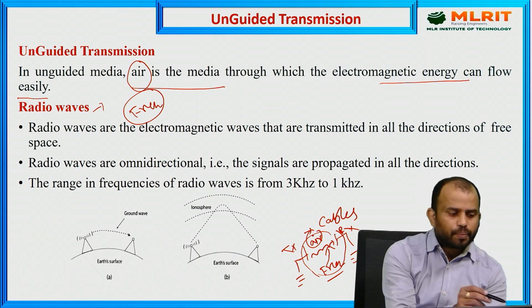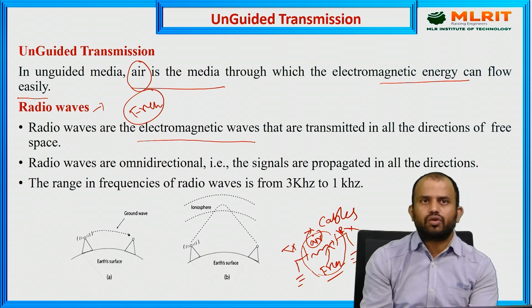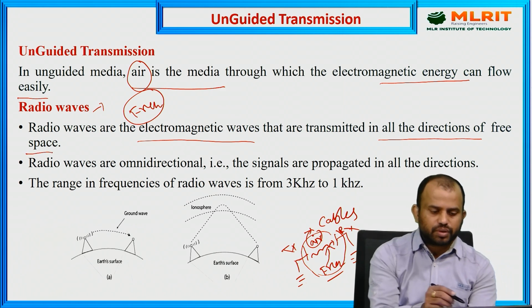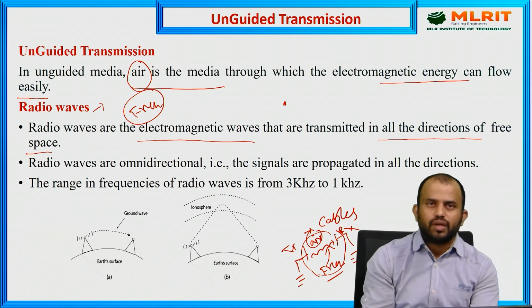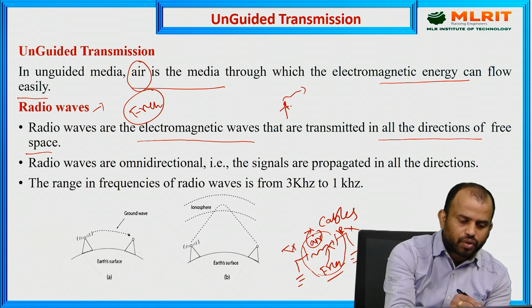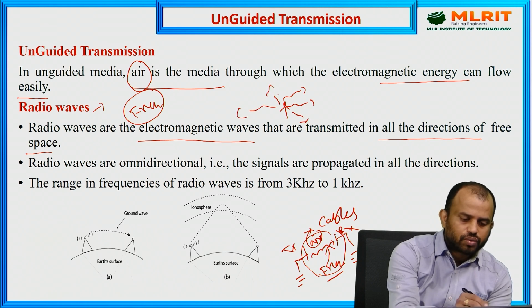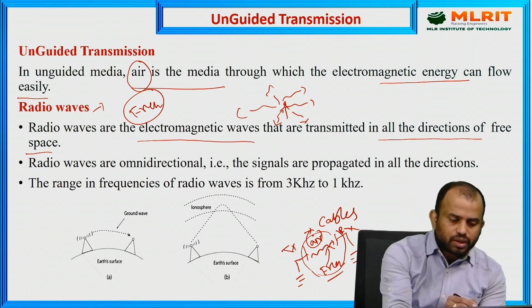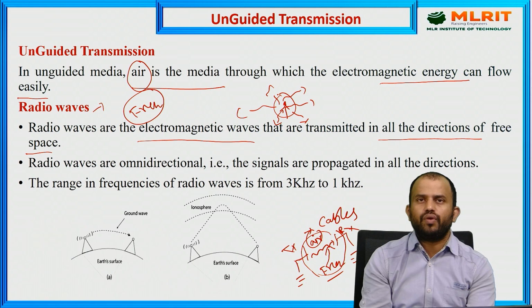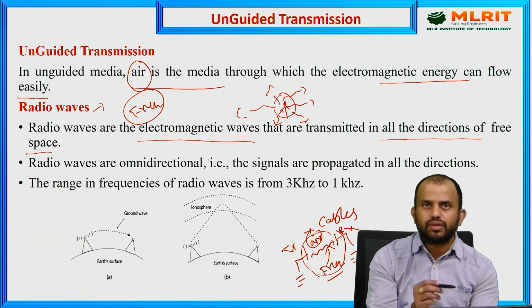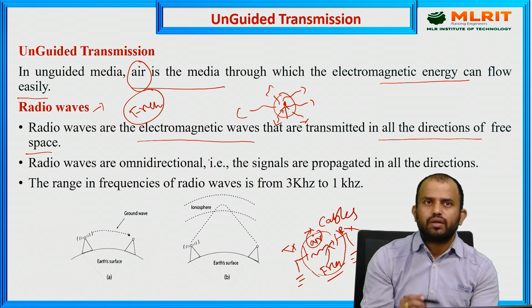Radio waves propagate as electromagnetic waves that are transmitted in all directions through free space. Assume that this is my transmitter. I can give some kind of power supply to this transmitter, and this source or transmitter produces electromagnetic energy in all directions. How is it transmitted in all directions? Because at the source point we keep an antenna structure, and that antenna converts the electrical current into electromagnetic energy. So the radio waves are produced in all directions.